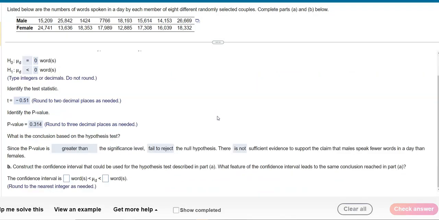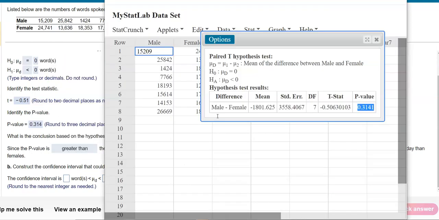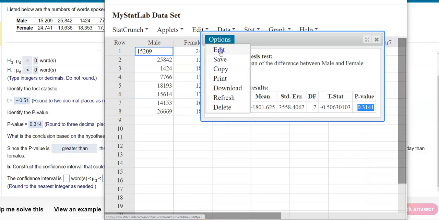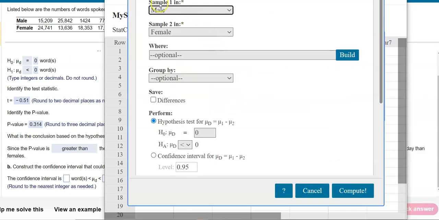Next, we need to do a confidence interval, and we can go right back to StatCrunch. You can either start over, or if you still have this open, you can go to Options and then say Edit. So again, in sample 1 we had the males and sample 2 the females. The nice thing about saying Edit is that you can just go back in and all of what you had prior should be saved. But if not, you can just go back through and redo what you just did. But this time we're going to do a confidence interval instead of a hypothesis test.